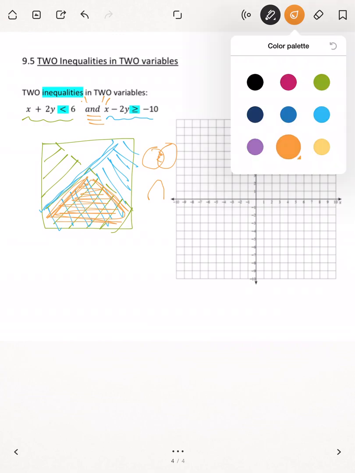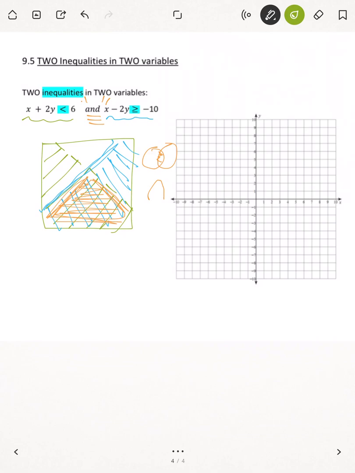Let's actually do it. I'll do everything in green for the first line. That's where I'll start. I have x plus 2y is less than 6. My first thing I'm going to do is to draw the boundary. X plus 2y equals 6. To draw this, I could solve for y and do the y equals mx plus b, but something pops out at me. I can graph this using the 2-point method.